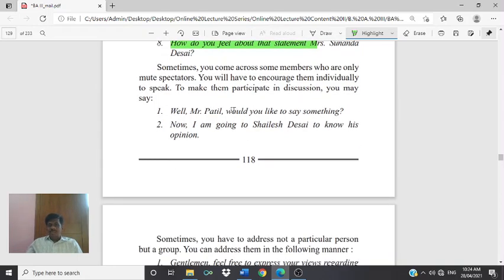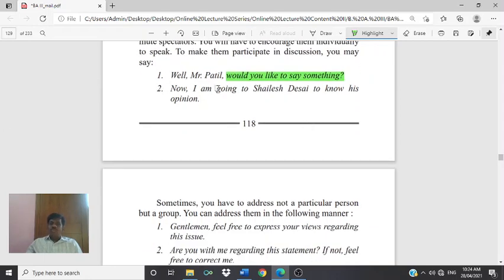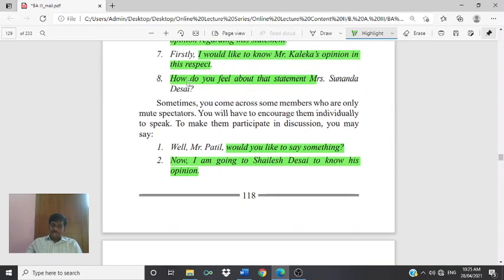Well, Mr. Patil, would you like to say something? So, asking directly to the person, would you like to say something, or now I am going to Shailesh Desai to know his opinion. This is directly motivating the person who is mute, or who is not participating in a group discussion. As a leader, it is your duty to get each and every participant to take part in a discussion.